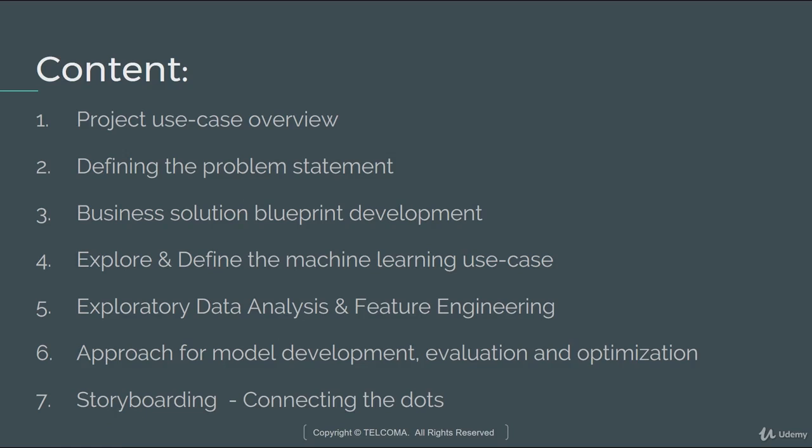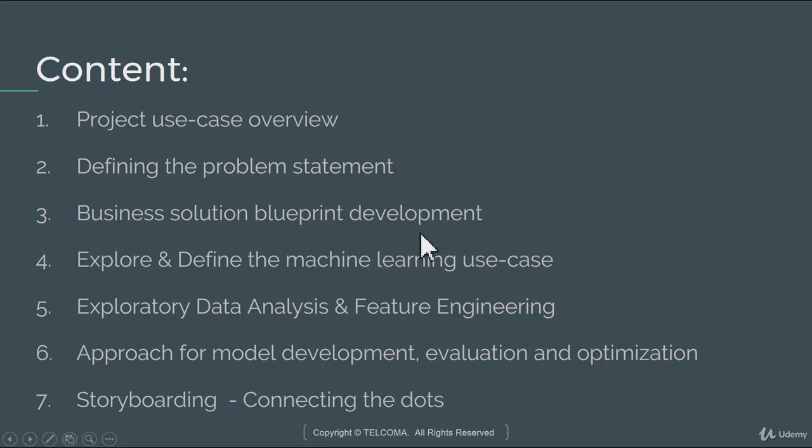Once we define the problem statement, we would need to develop a business solution blueprint. Now, this blueprint will have the entire solution to solve the problem that we have defined in the second part. Once the entire solution is developed, that's when we have an answer to the questions we are asking. And one of the answers to a specific question in that blueprint will result in a machine learning use case. So this is where a machine learning use case actually germinates.